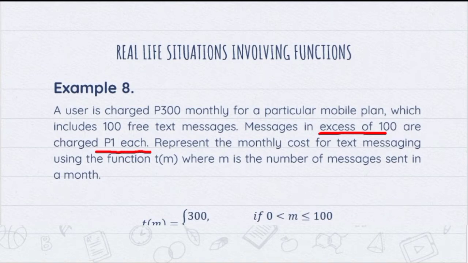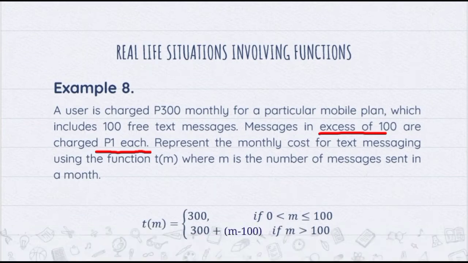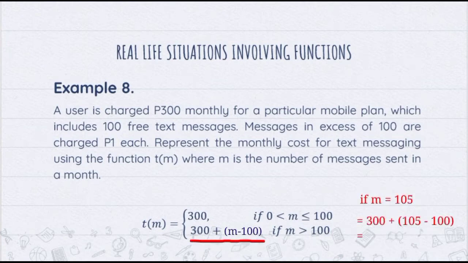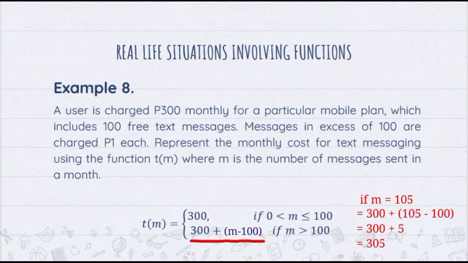So our second function here is T of m equals 300 plus quantity m minus 100 if m is greater than 100. So for example, if you used 95 or 90 or 85 text messages in a month, you'll only pay exactly 300 pesos. However, if you manage to text 105 messages, then you will pay 300 plus 105 minus 100, which is 5. That will be 305 pesos in that particular month.